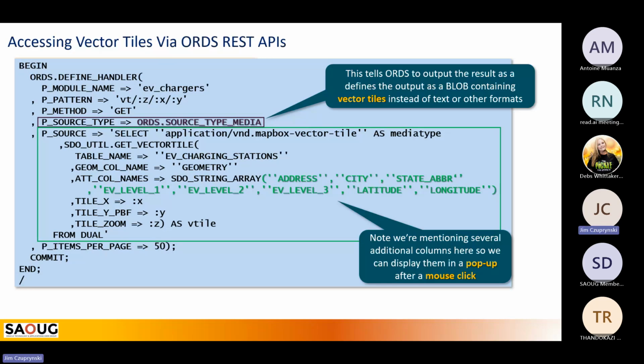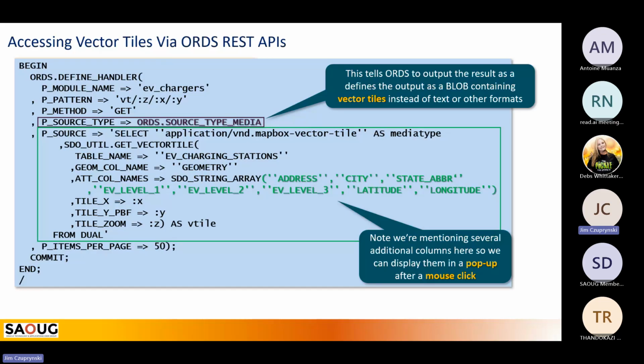Remember I showed you that example of that gobbledygook blog? That's what this key source type definition actually means. What am I outputting? Select a vector tile as the media type. Look at the EV charging stations table, the geometry column, and by the way, tack on to the output of that vector tile the address, city, state abbreviation, the EV levels. Remember I had in my little mouse over EV level 1, 2, and 3, right?